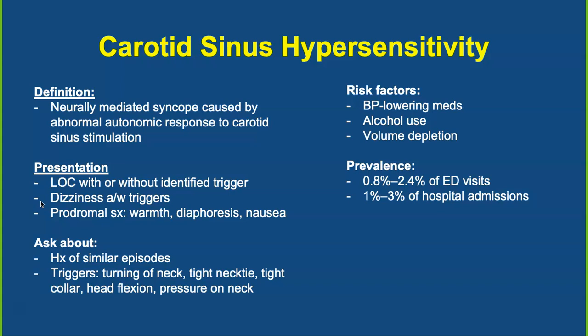You want to ask about a history of similar episodes, ask about those triggers, such as turning the neck, maybe they have a tight necktie or tight collar, any head flexion or pressure on the neck that caused this. And typically, risk factors include blood pressure lowering medications, alcohol use, volume depletion. And this accounts for anywhere between 1% and 3% of hospital admissions.